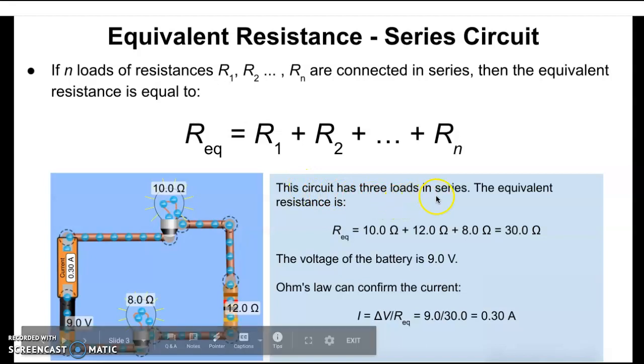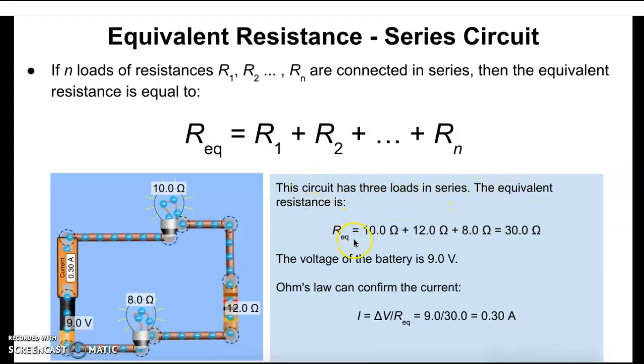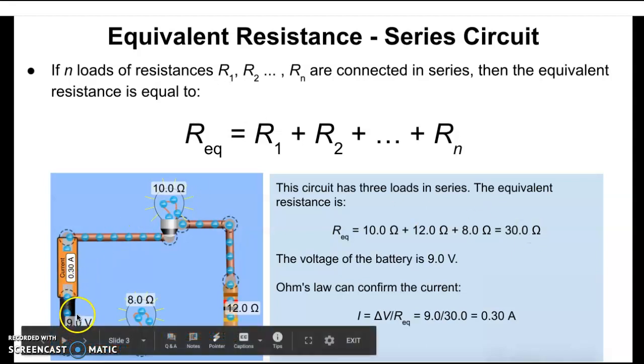So the circuit has 3 loads in series. The equivalent resistance is 10 plus 12 plus 8. That equals 30 ohms of total resistance. So this 9-volt battery is going to face 30 ohms of resistance. And with that information, we can calculate the current using Ohm's law. Current equals voltage divided by resistance. So that would be 9 volts divided by what we calculated, 30 ohms. And 9 divided by 30 equals 0.30 amps, which is confirmed by the simulation. The ammeter right here reads 0.30.